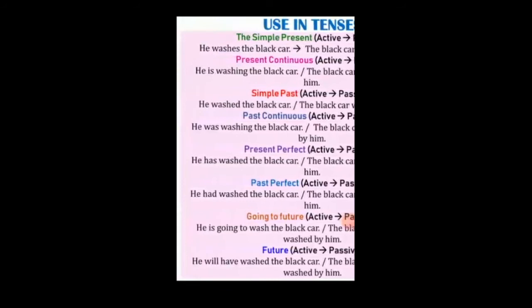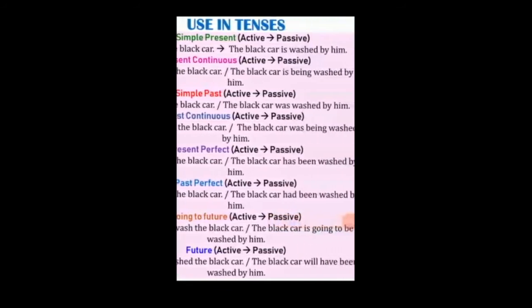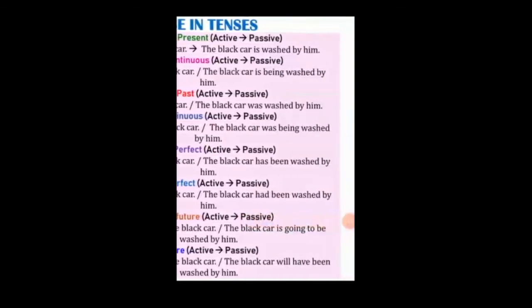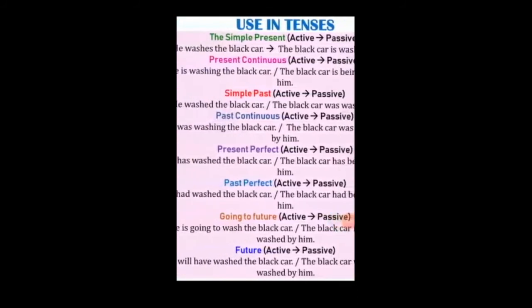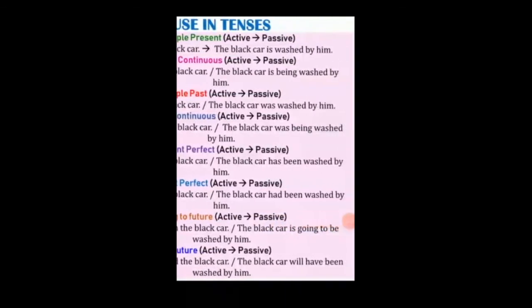Okay, simple past. He washed the black car. The black car was washed by him. The black car was washed by him, because in simple past tense the auxiliary verbs which are used are was and were to convert it from active to passive.